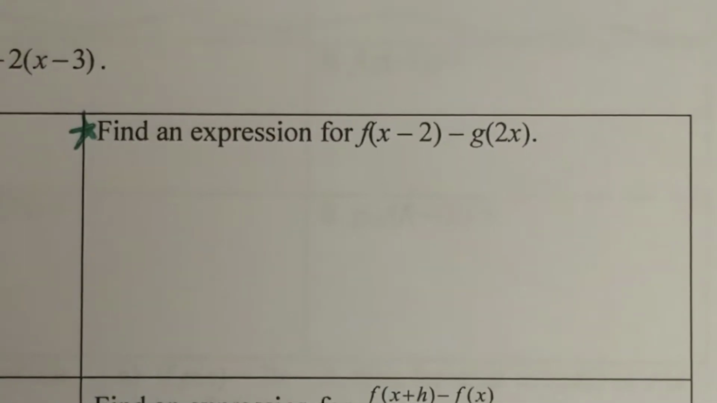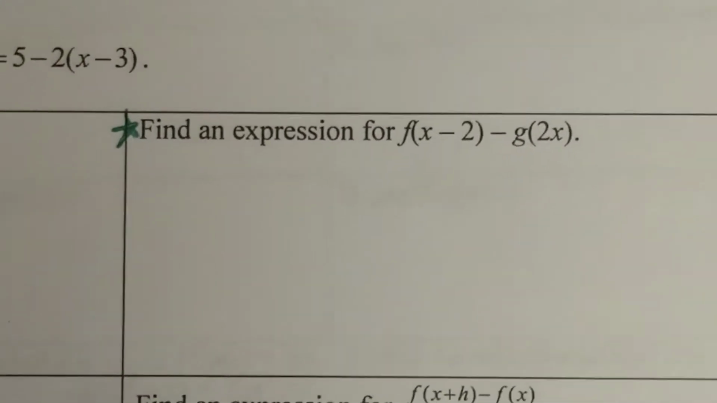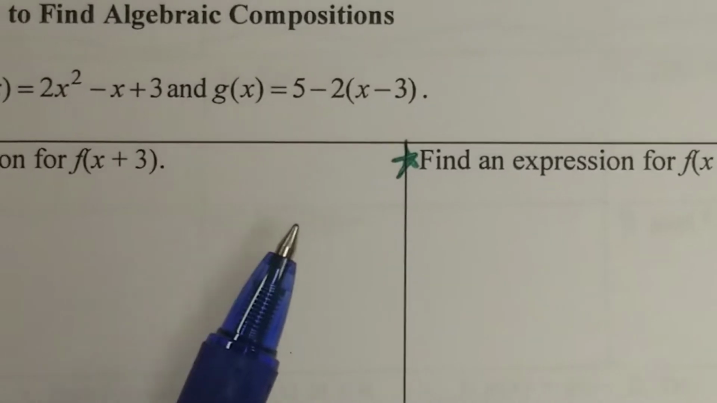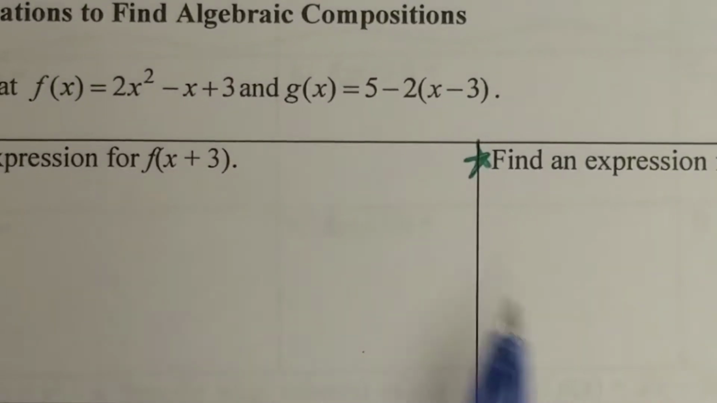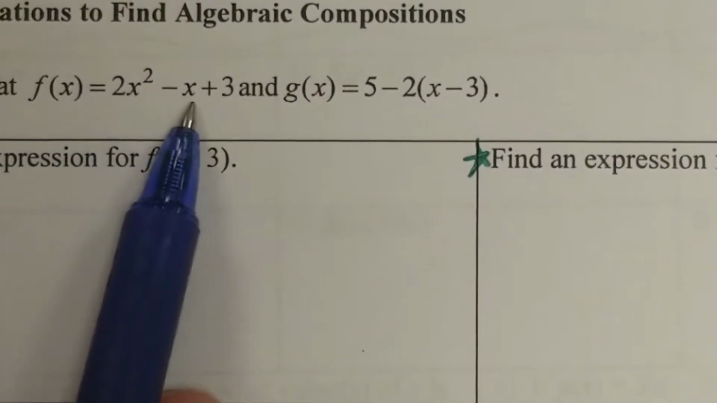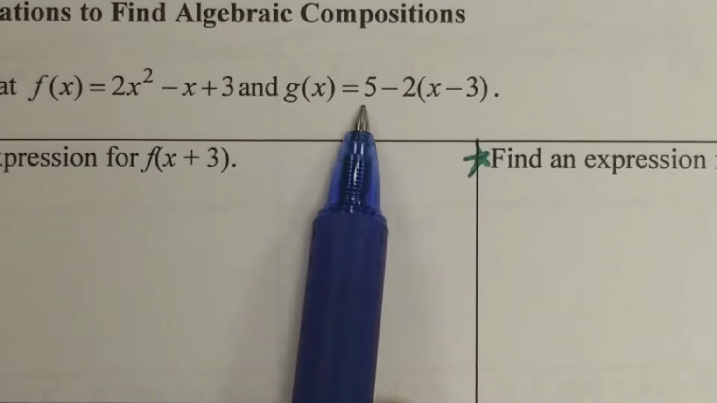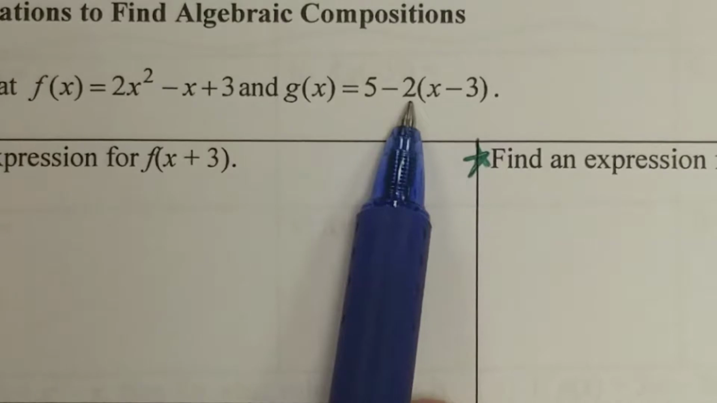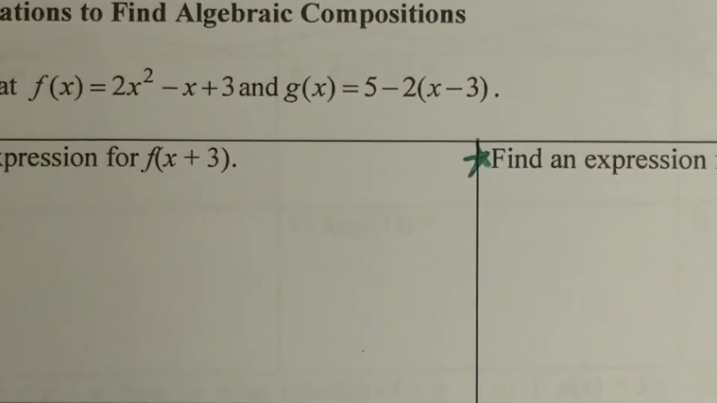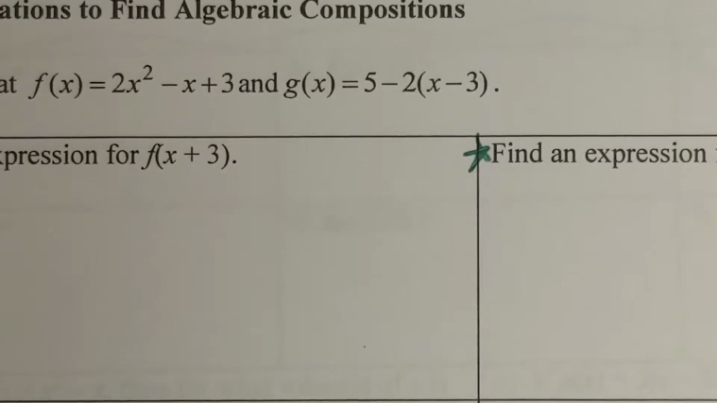So here f of x is equal to 2x squared. Let me slide this over so you can see the functions. You may want to write these down. f of x equals 2x squared minus x plus 3, and g of x is equal to 5 minus 2 times x minus 3. Okay, we need those two functions.